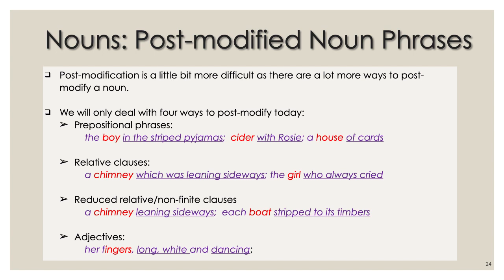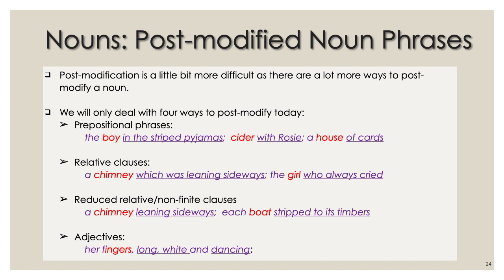And one reason that people sometimes get confused is actually what you've got here is in each of those prepositional phrases, there is a noun phrase, the striped pyjamas, Rosie, and cards. And it is true that in the noun phrase, you can have a noun phrase. So the boy in the striped pyjamas is a single noun phrase because it's all describing the boy. And that's one thing to think about a little bit more.